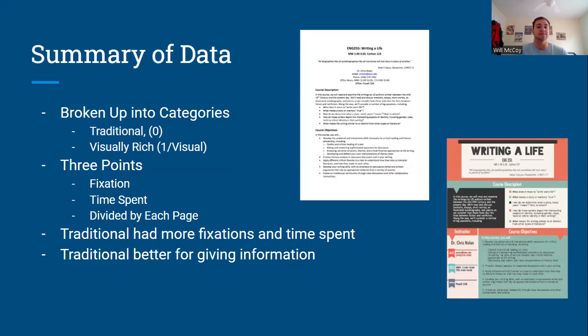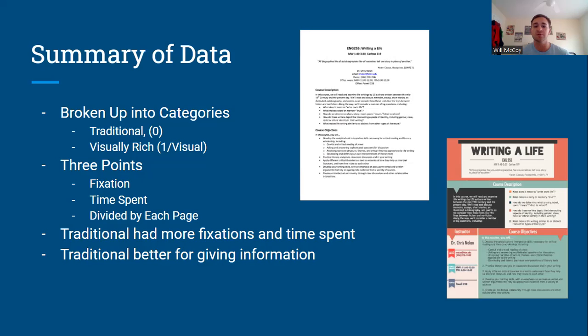As for the summary of the data itself that I was provided, it was broken up into two different categories: traditional, which was represented by a 0 as the ID, and visually rich, which is represented by a 1. But I will be calling it the visual approach for the purpose of the analysis. The first picture on your left is for the traditional, and the picture on the right is for visually rich. There were three main points that we were told to look at: the fixation points and the time spent for the entire syllabus, and it was divided by each page. So it was divided by page 1 and page 2.